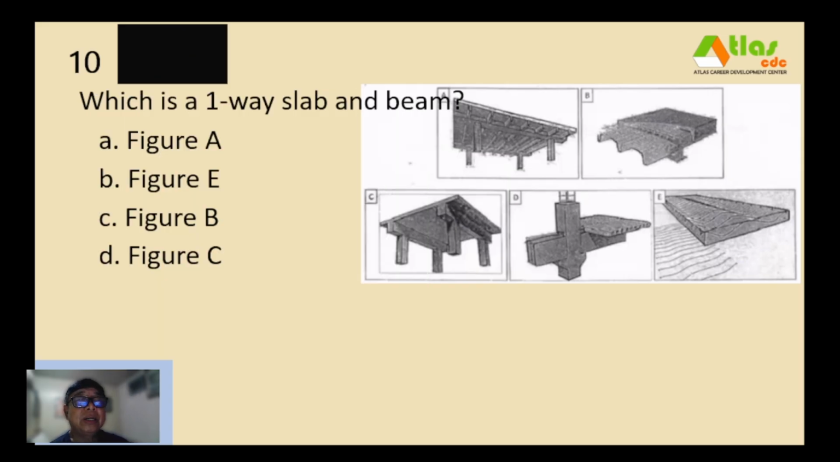Question number 10. Which is a one-way slab and beam? Letter A, figure A. B, figure E. Letter C, figure B. And letter D, figure C. And 10 seconds.